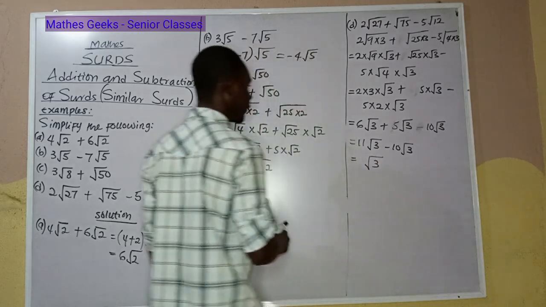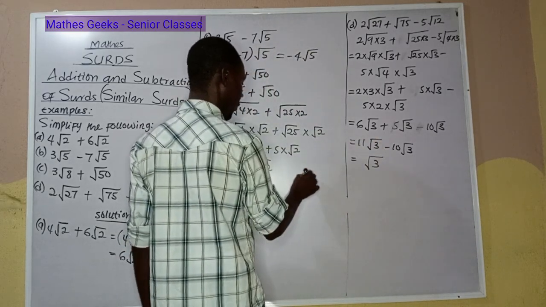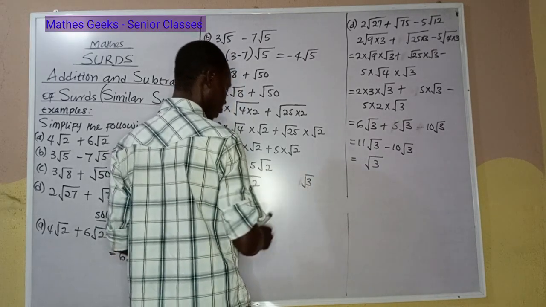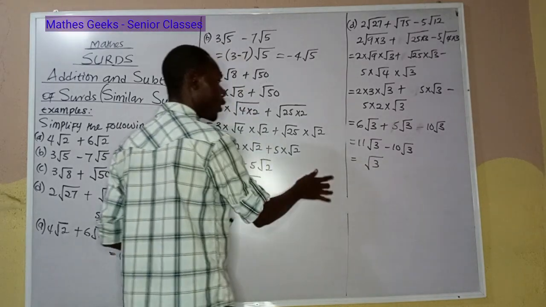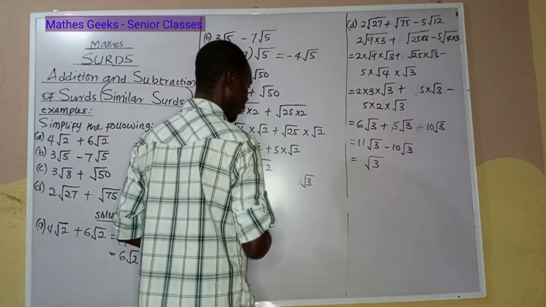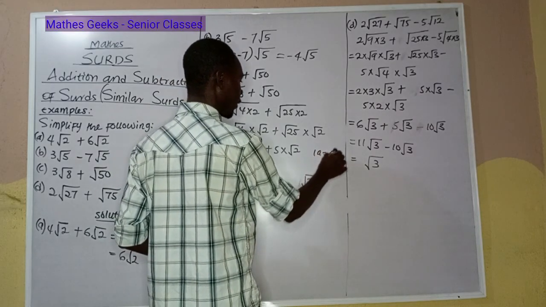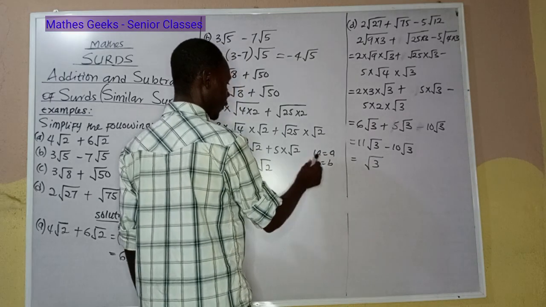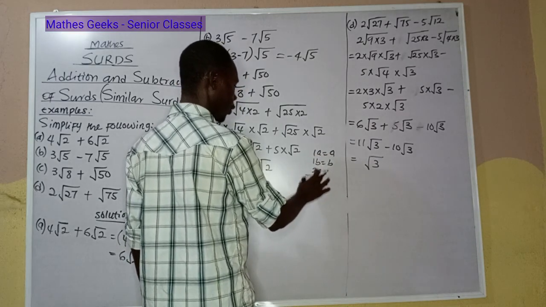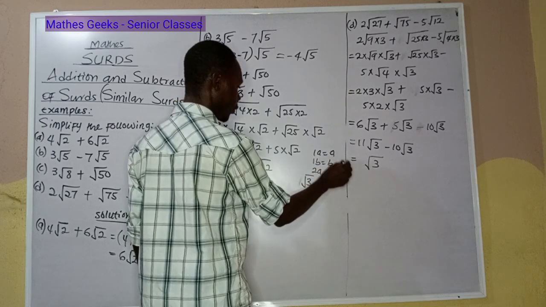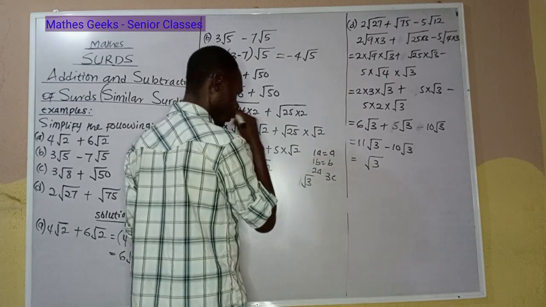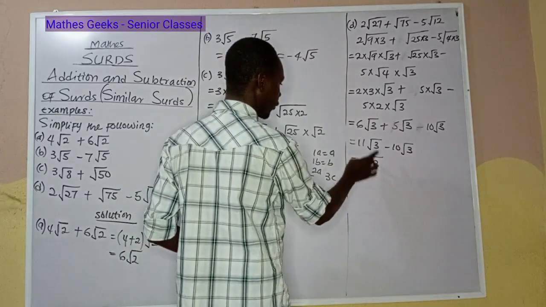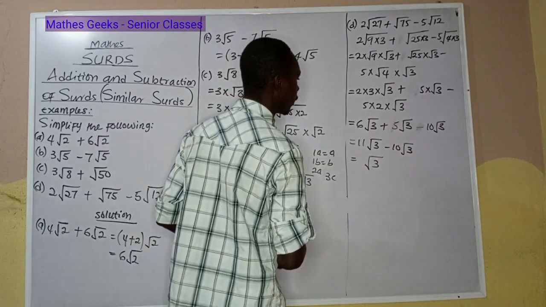Like I explained earlier, 11 root 3 minus 10 root 3 is 1 root 3, but in maths we don't write 1, especially when it's before another value or a letter. If you have 1a, you simply write a. If you have 1b, you simply write b. But if you have 2a, you write 2a, or 3c, you can write it. But if it's 1a, you don't write the 1, you just write the letter. Same thing with the surd. So instead of writing 1 root 3, we just write root 3 as the final answer.